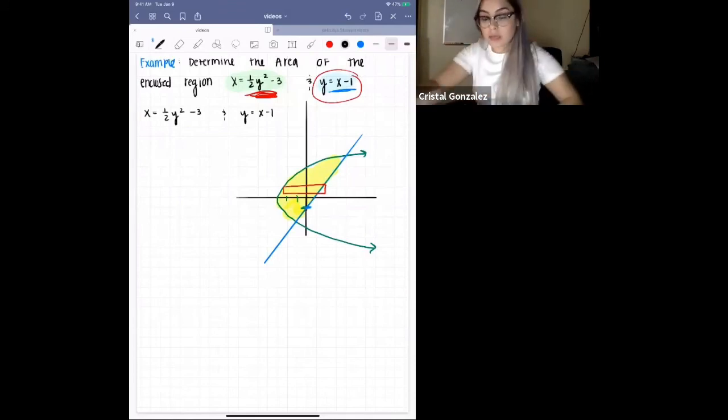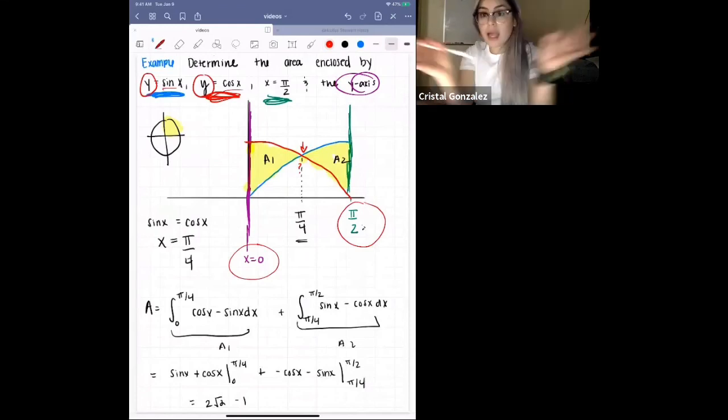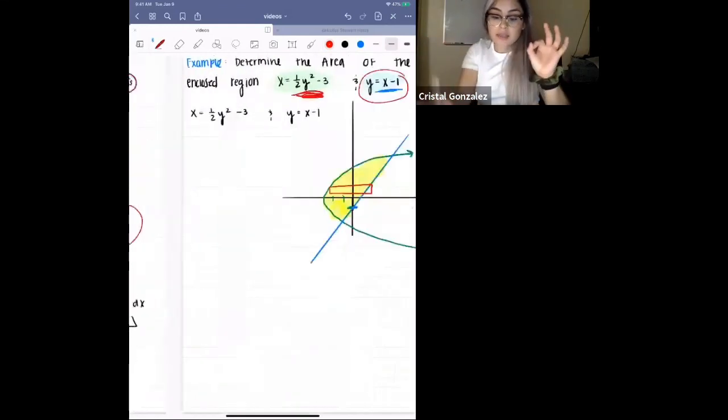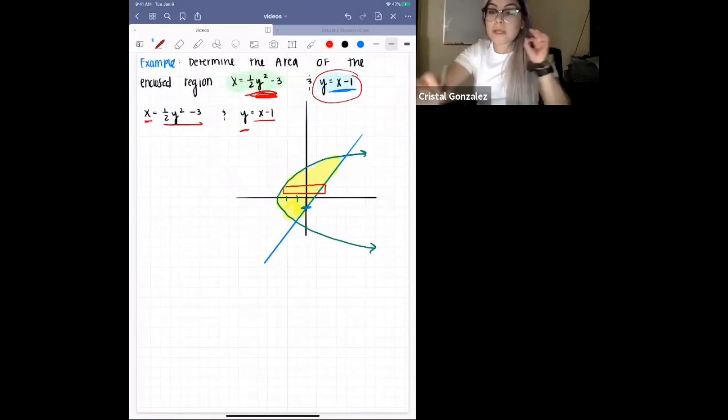The reason I was able to do it before was because if I set sine x and cosine x equal to each other, they're both equal to y, so I'm allowed to do that. They're both with the same variable, so I can set them equal to each other. In this case, this function here is equal to x, and this function here is equal to y. I can't set them equal to each other as is. But if I change one of them, I definitely can. Easiest one to change is this one.